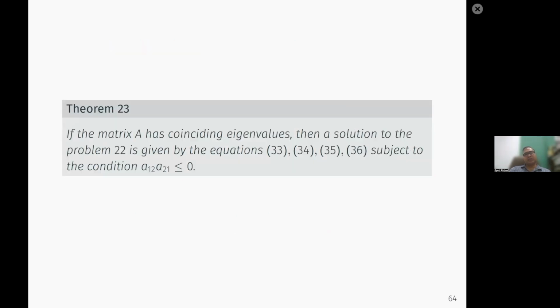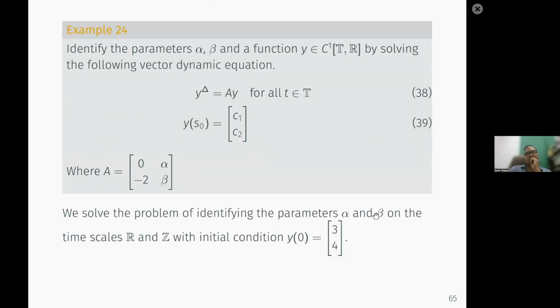So this we can summarize in terms of a theorem: if the matrix A has coinciding eigenvalues, then a solution to the problem is actually given by these equations, subject to the condition that A12 A21 is less than or equal to 0. Because we want that del A to be 0, and because the first term is positive, so we need this condition. So we can consider this problem just to illustrate.